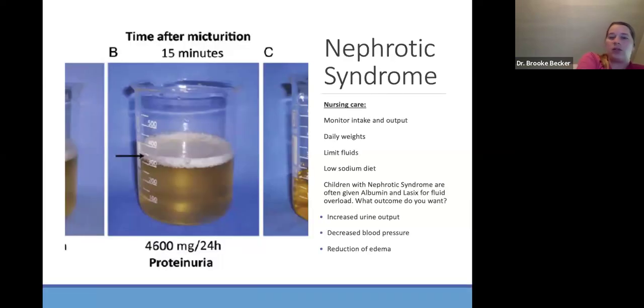Nephrotic syndrome, so this is protein in the urine because these kids will be getting albumin and Lasix, okay, because of the risk of fluid overload related to the proteinuria, okay. These kids will have decreased blood pressures. Usually they need to be on a low sodium diet and fluid restricted. I&O and daily weights are going to be your nursing cares. Okay.